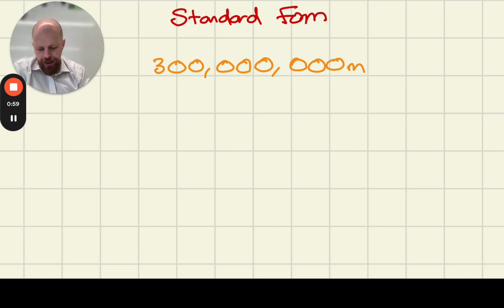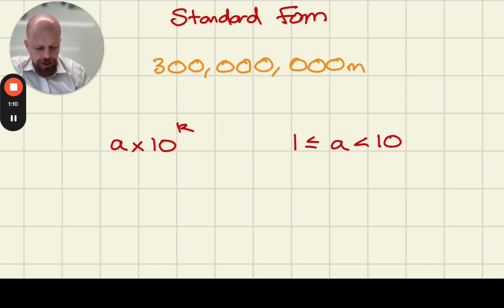Now, standard form is often written like this: a times 10 to the power k. And what's important is that a is explicitly between 1 and 10. It can equal 1, but it must be less than 10. So, for example, it could be 3.9, 7.25, 8.41.